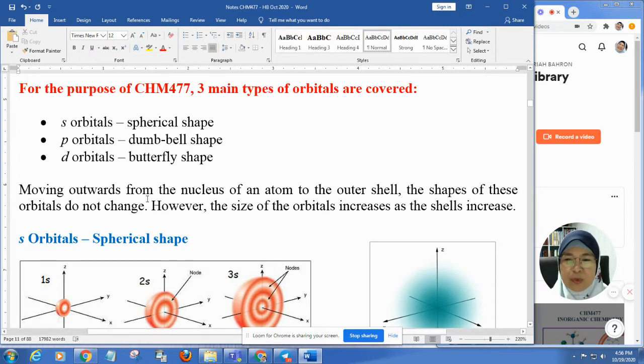Now, moving outwards from the nucleus of an atom to the outer shell, as I was telling you earlier, the shapes of these orbitals do not change. However, the size of the orbitals increases as the shells increase. When I say the shells increase, that means from shell 1 to shell 2 to shell 3 and so on and so forth.